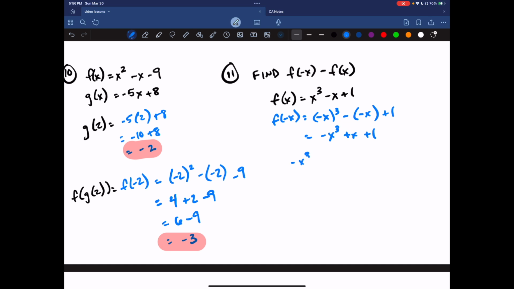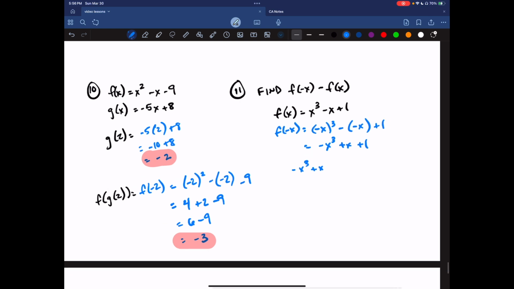So I got negative x cubed plus x plus 1 minus, and I'm going to open up parentheses because when you subtract, you're going to have to distribute that negative. So this is going to be x cubed minus x plus 1. Let's distribute that negative: negative x cubed plus x minus 1. So the plus 1 minus 1 is going to fall out. I'm going to have negative 2x cubed plus 2x.